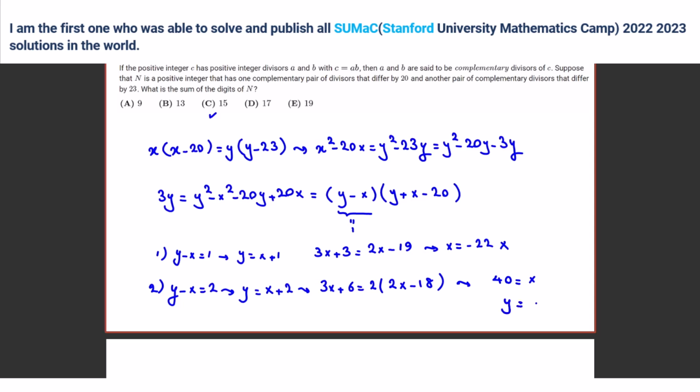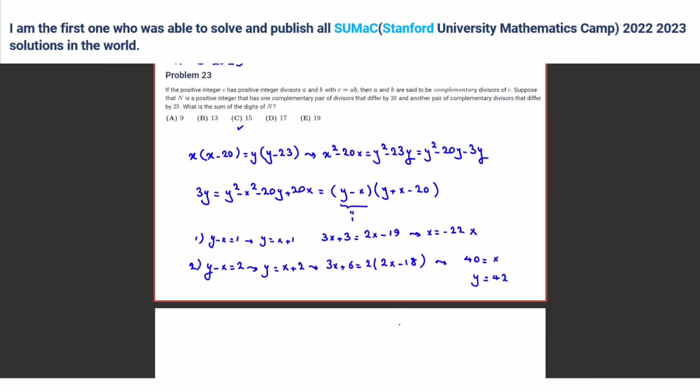Y is equal to 42. Then what? Oh wait, no. I got x equals 42, and then y equals 44. 4x minus x minus... Oh, sorry, 36, x 42. X 42 and y 44, right?